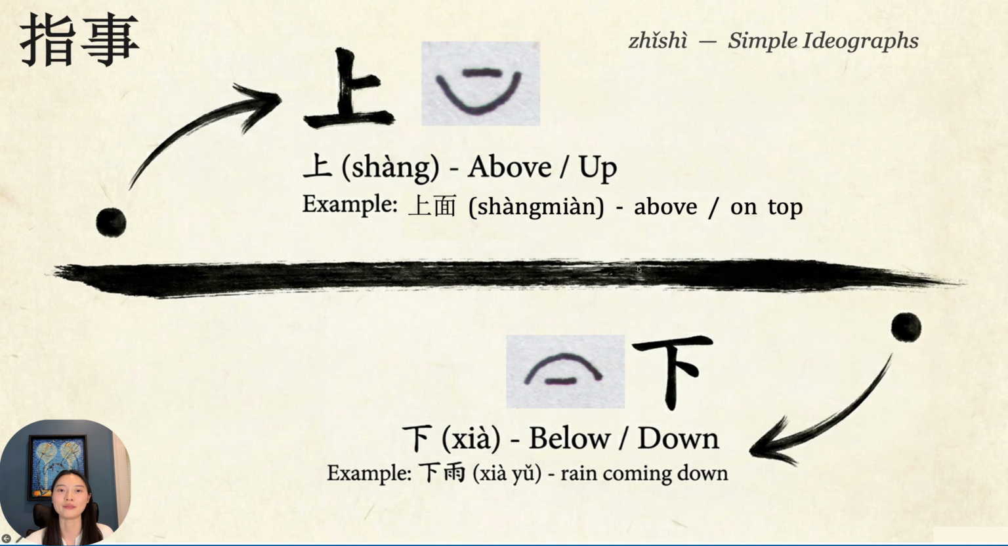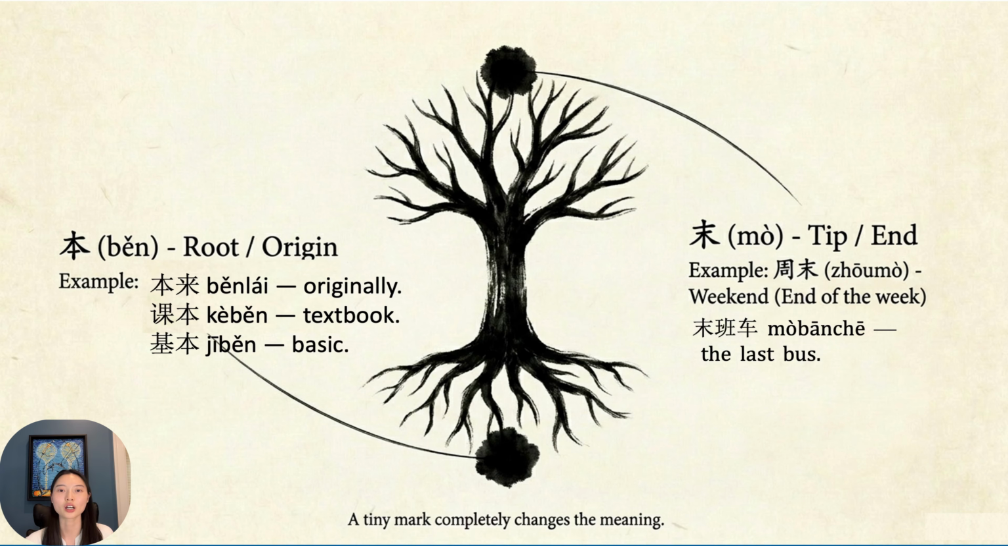Next, 本, essential, root, origin. Here's where it gets clever. Do you remember 木 from last episode? Tree. To write root, ancient Chinese people took the character 木 and added a mark at the bottom, right where the roots are. That mark says, pay attention to this part. This is the root. In the modern character, that mark is a short horizontal stroke near the base. That character is 本, root, origin, foundation, the fundamental thing.